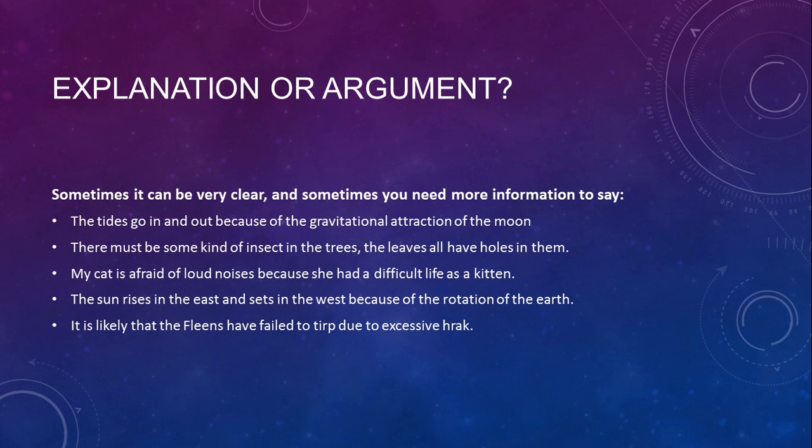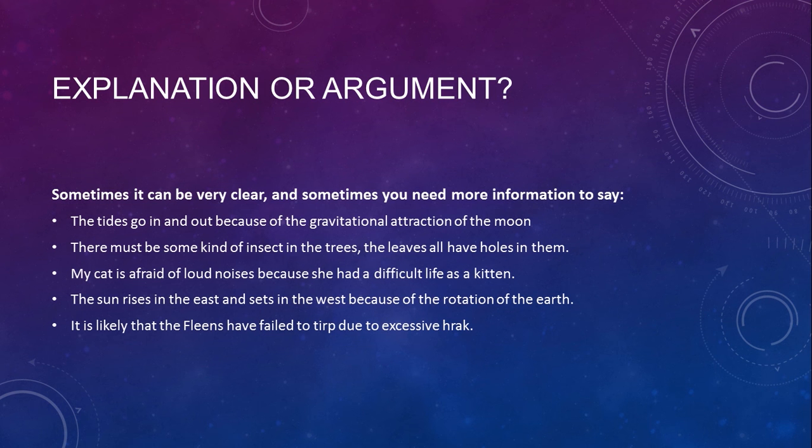Okay. The sun rises in the east and sets in the west because of the rotation of the earth. Argument or explanation? Explanation. Why? An explanation of what? Explanation of why the sun rises in the east and sets in the west. Good. Because it says because of the rotation of the earth. Good. Just explaining why it's rising in the east and sets in the west.